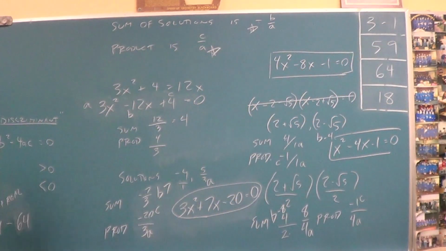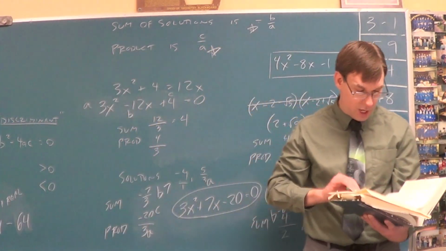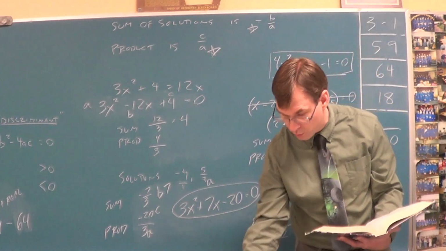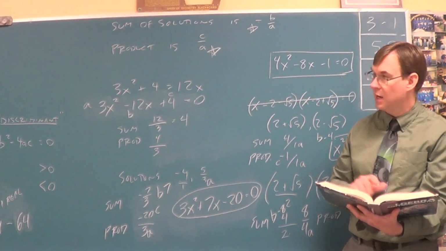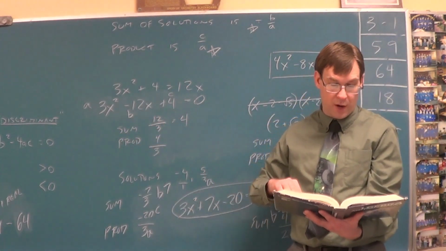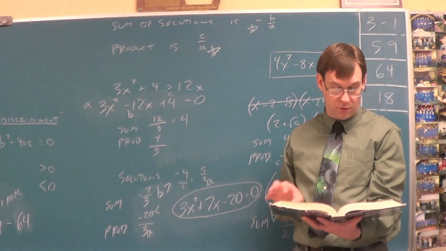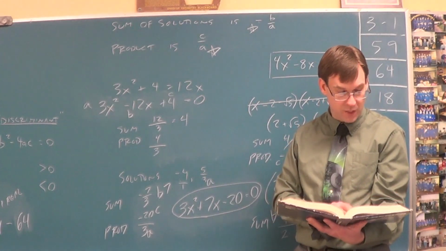Let me grab my book. So the 8-3 homework, we're skipping multiples of 3. The first 15 is like what I did first, where you do the discriminant and you just say 1 real answer, 2 real answers, 2 complex answers. There's 15 of those, but we skipped the 3, so 10 of them.